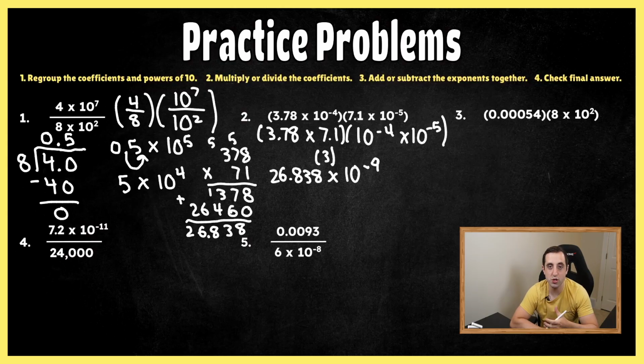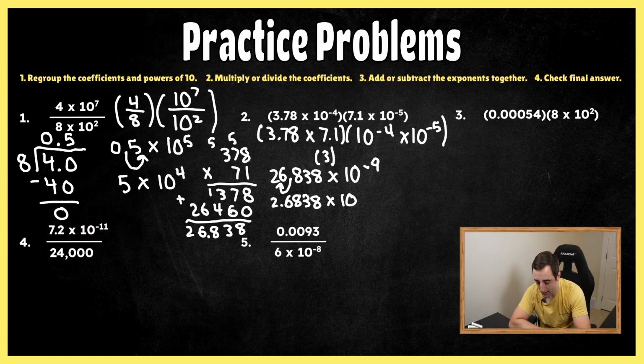However, our coefficient is not between that range of greater than or equal to 1 but less than 10. So we need to make our number smaller by moving it once to the left. So we get 2.6838 times 10 to the, and we made our number smaller, in return our power needs to get larger, and it should be 10 to the negative 8. So a little bit challenging of a question, but if you got that right, very, very nice job. Again, we're not worried about significant figures. We just want to make sure you can multiply or divide by scientific notation.